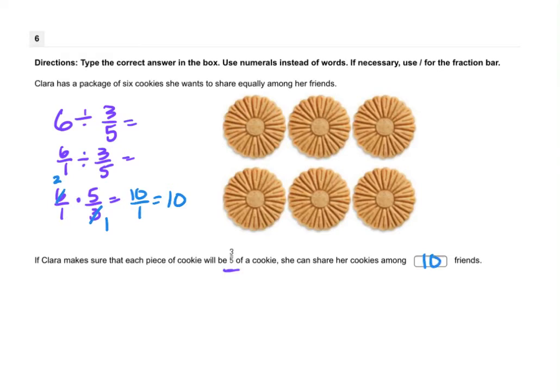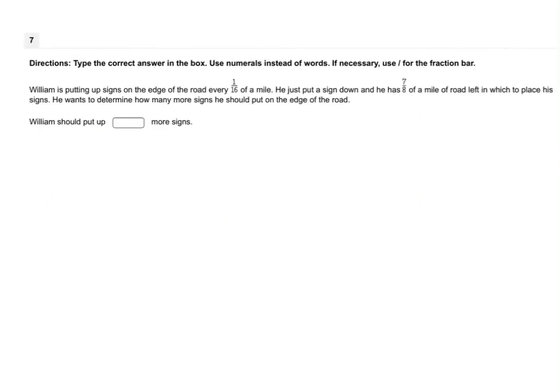William is putting up signs on the edge of the road every 1/16 of a mile. He just put a sign down and he has 7/8 of a mile road left in which to place his signs. He wants to determine how many more signs he should put on the edge of the road. So he has 7/8, and he's cutting it up into pieces that are 1/16 long. So now you're going to multiply by the reciprocal, or keep change flip.